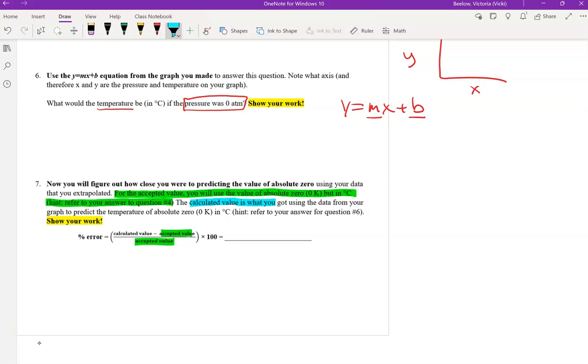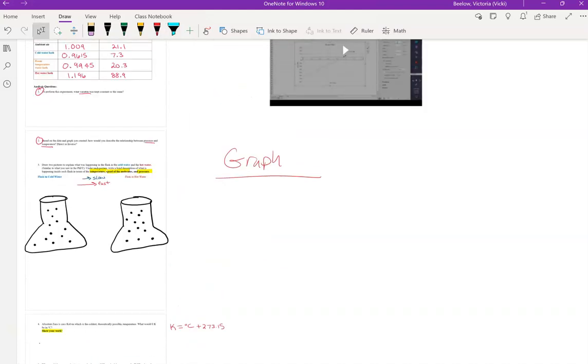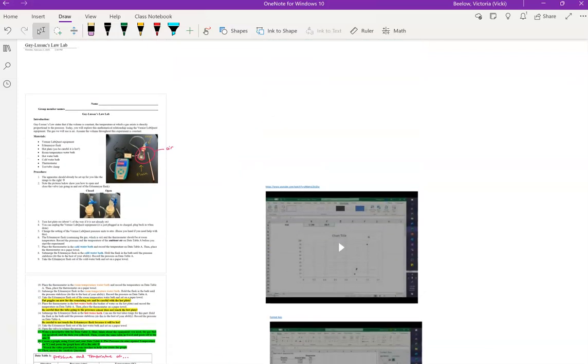And then the calculated value is what you got using the data from your graph to predict the temperature of absolute zero, but in degrees Celsius. So the two things you're plugging in here are going to be in degrees Celsius because that's what we use to measure temperature in the lab setting. And then you are going to figure out what your percent error was, which hopefully will be pretty low. So make sure that you answer all of the questions completely and you have your graph copied and pasted here into your OneNote. And don't forget to turn this into Teams when you're done.